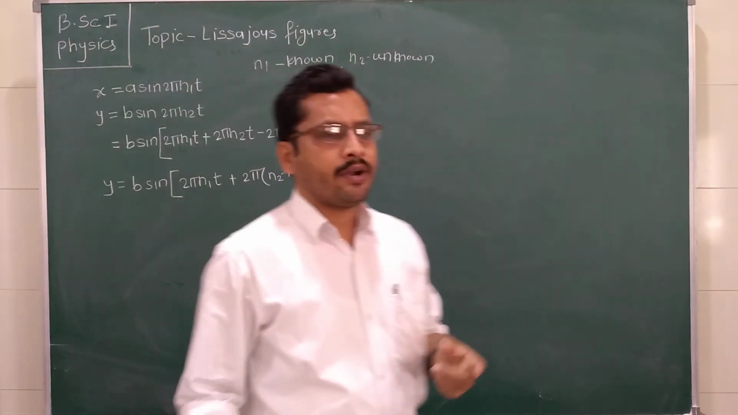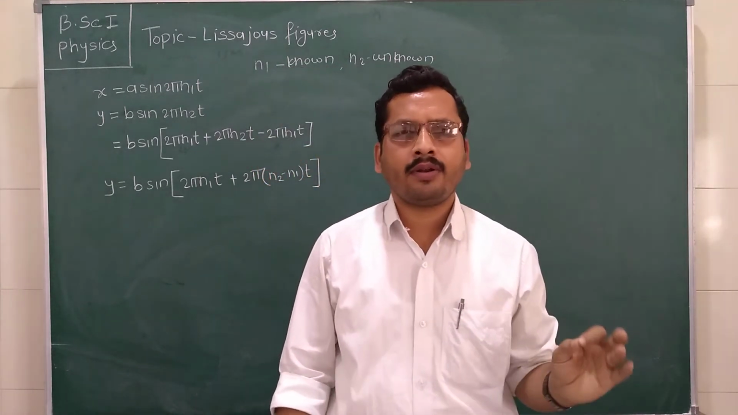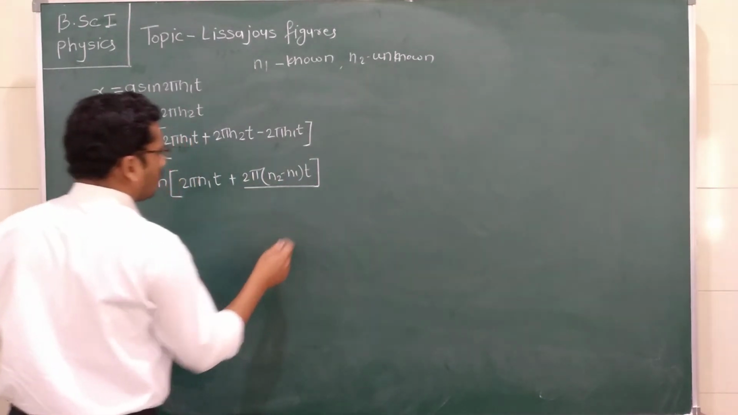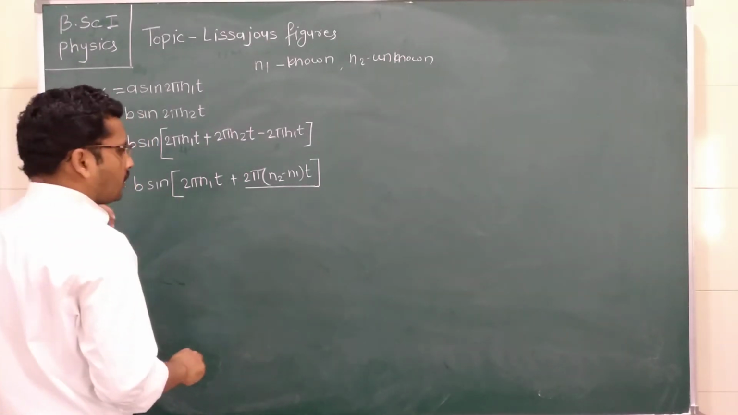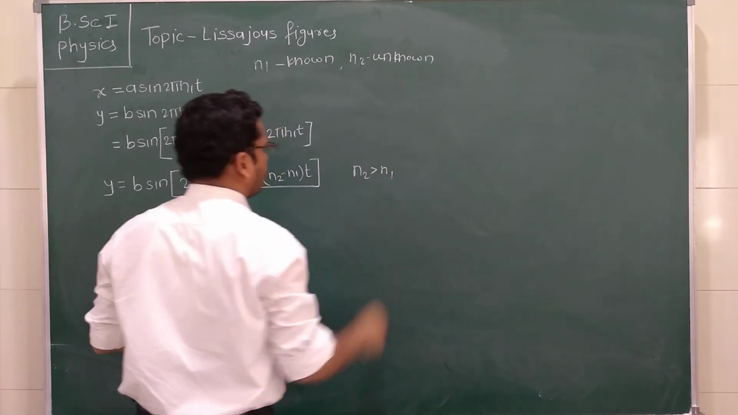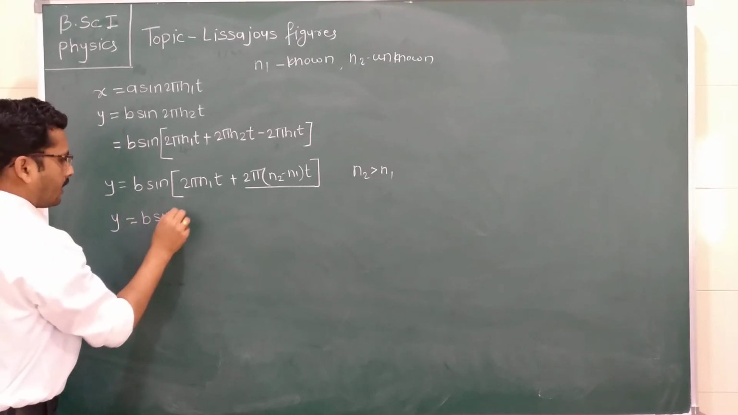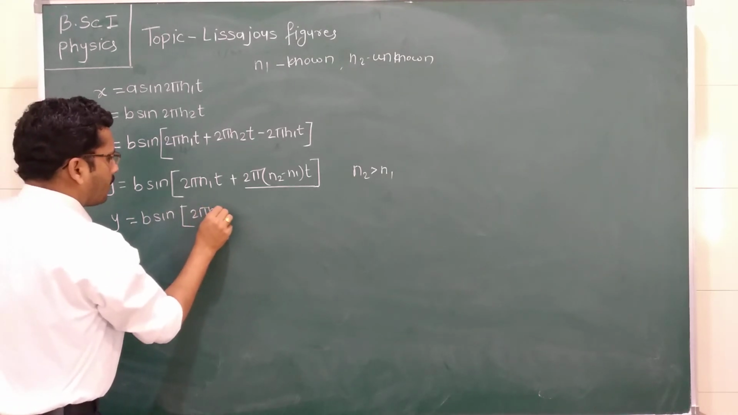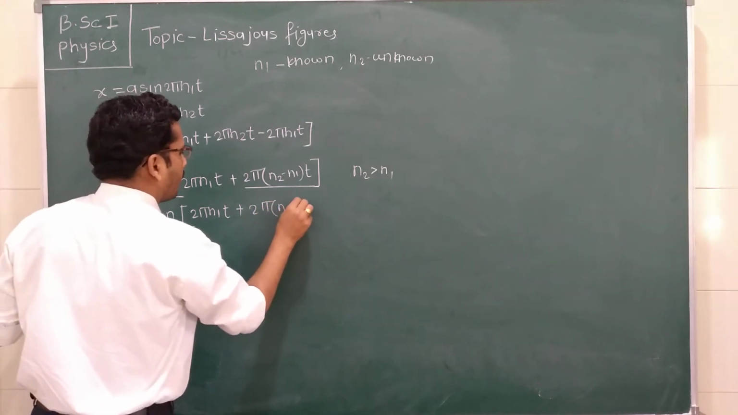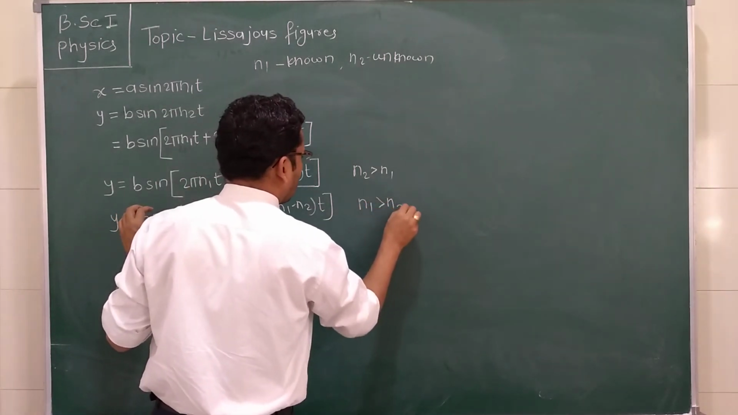Now if the figure undergoes the cycle of change at a regular time interval t, we can write 2 pi (n2 minus n1) into t is equal to... So this is the equation when n2 is greater than n1, and this equation can be written as y is equal to b sin of 2 pi n1 into t plus 2 pi (n1 minus n2) into t when n1 is greater than n2.